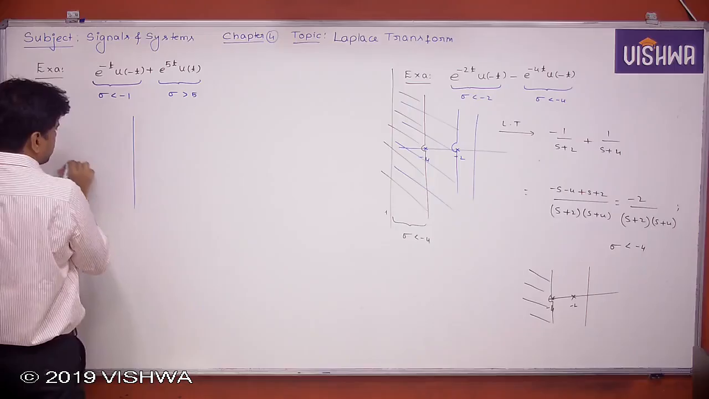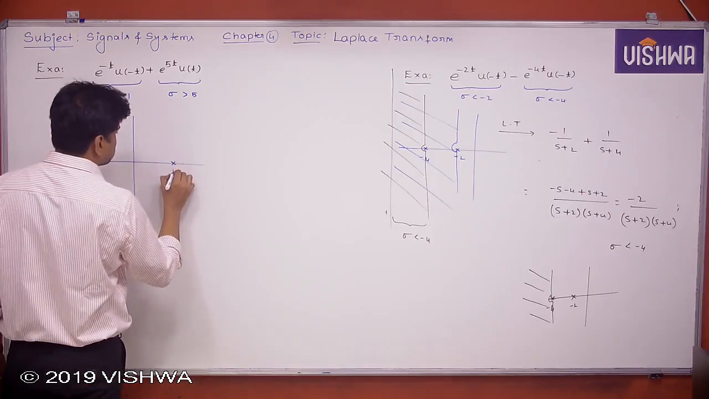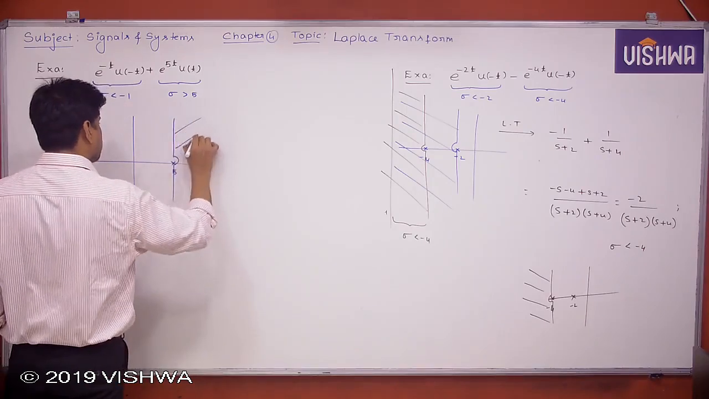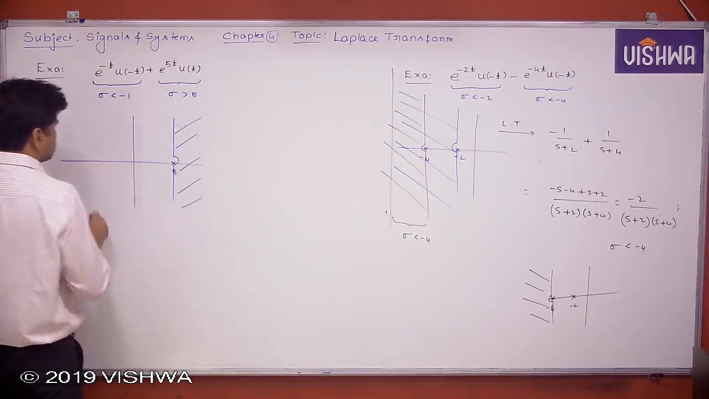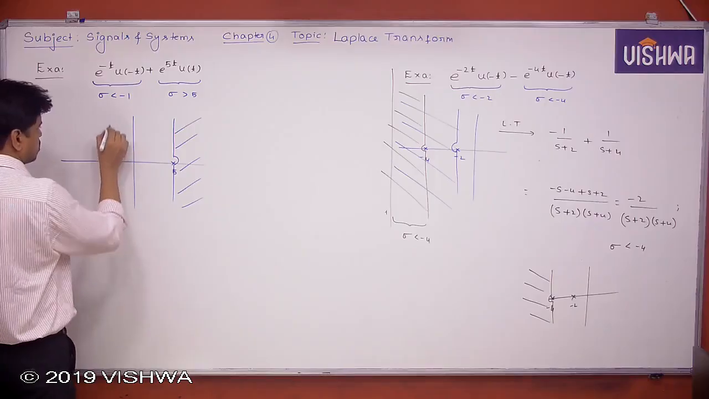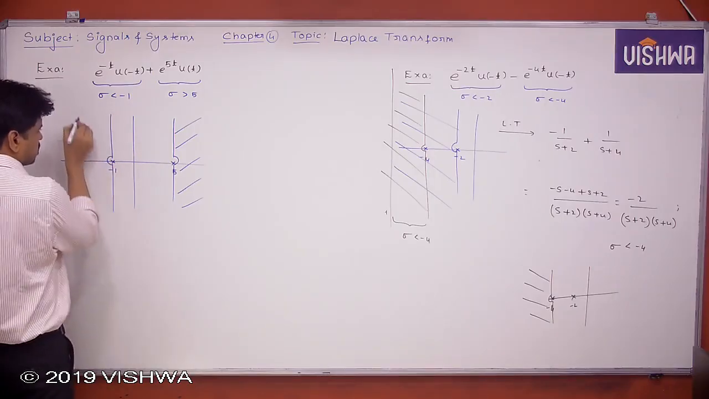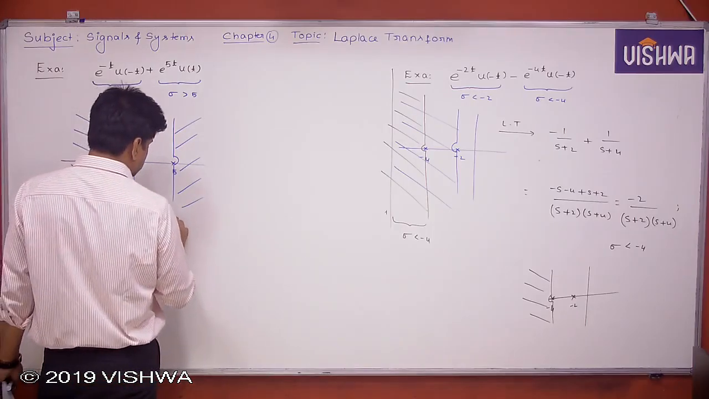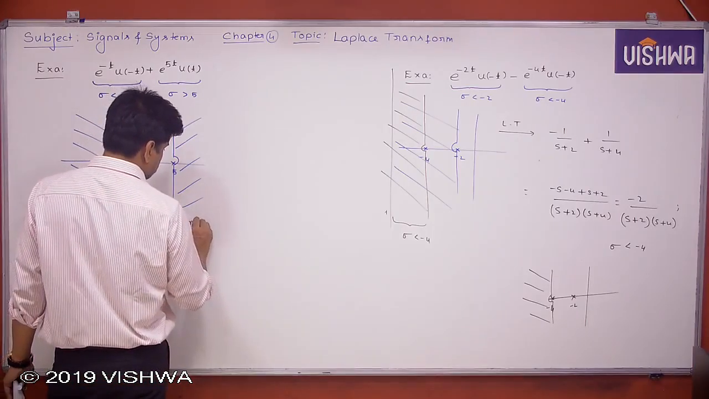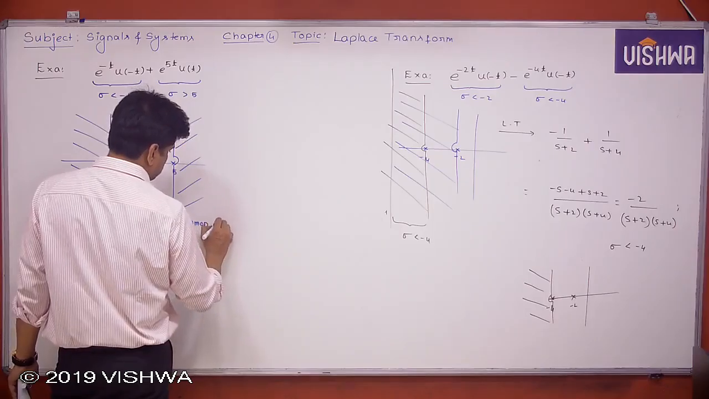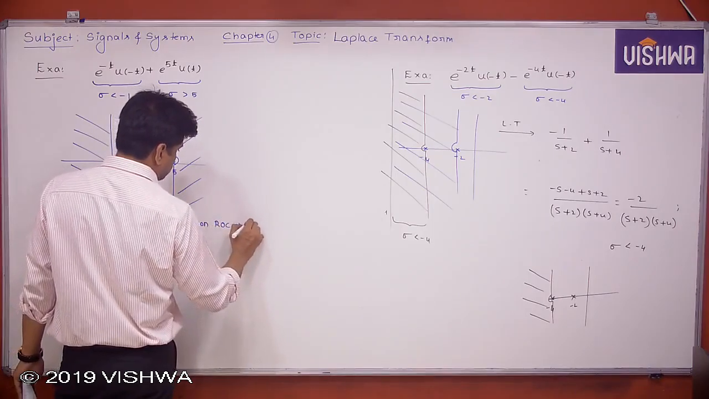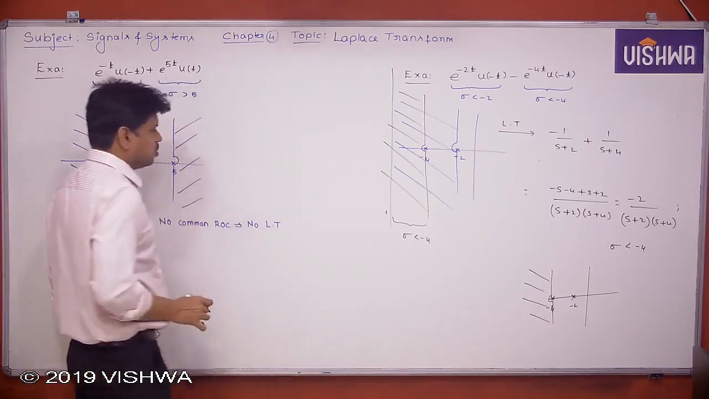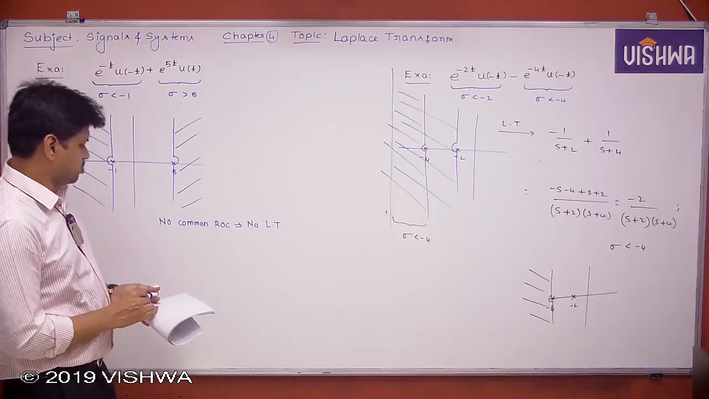So if you observe carefully, 5 is here. For this one, sigma greater than 5. So this is the ROC. Minus 1 here. For this, the ROC is here. Do we have a common ROC? No common ROC. That implies no Laplace transform. Clear? Take it.